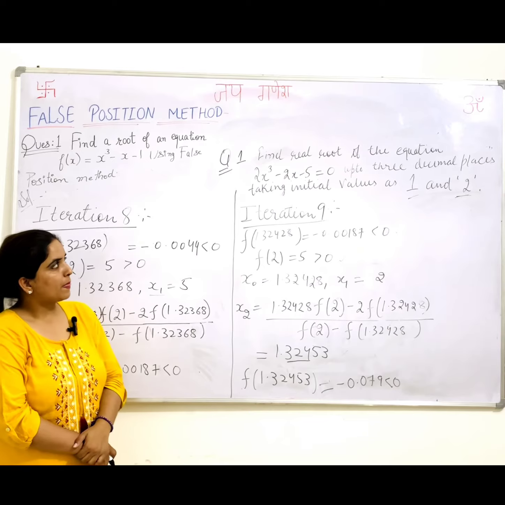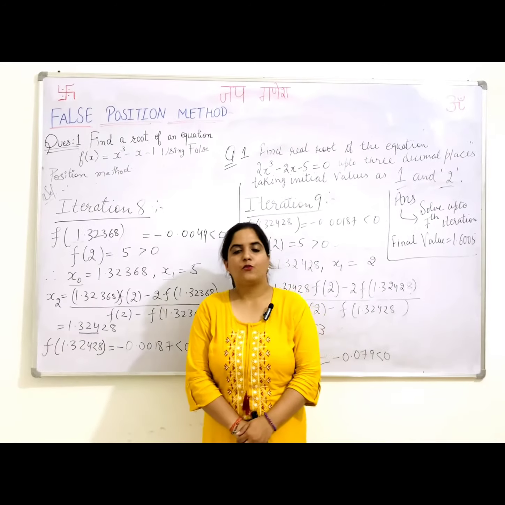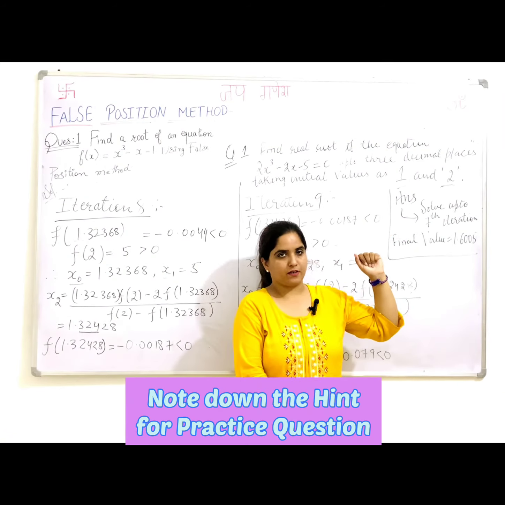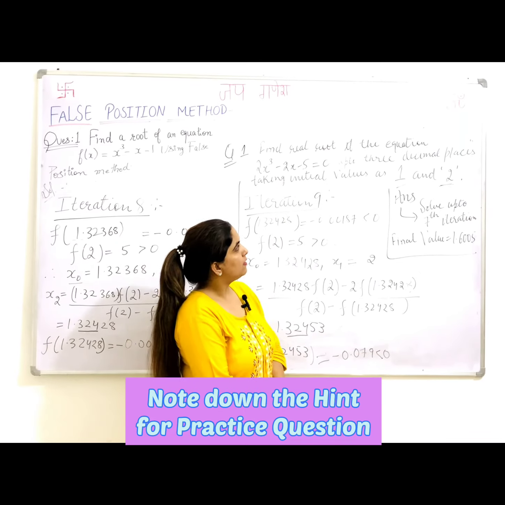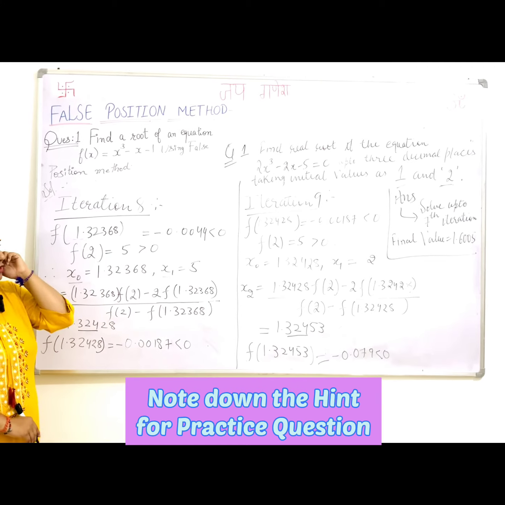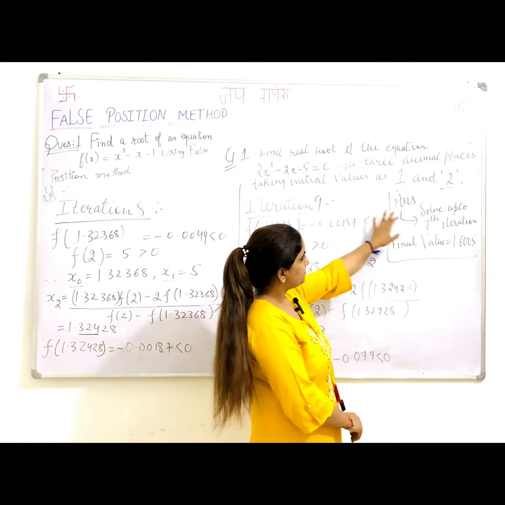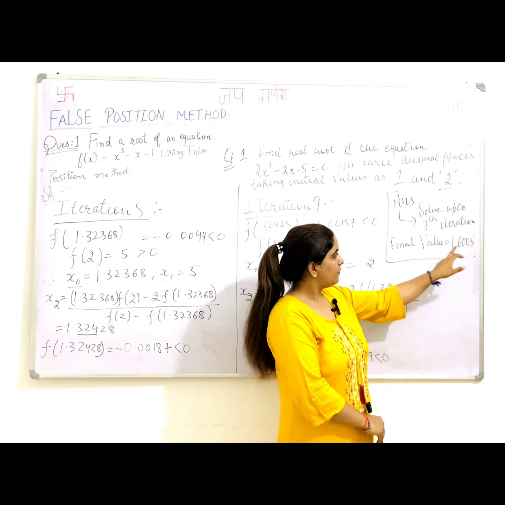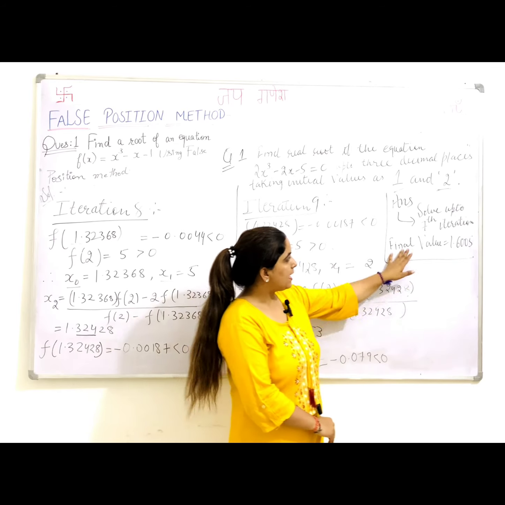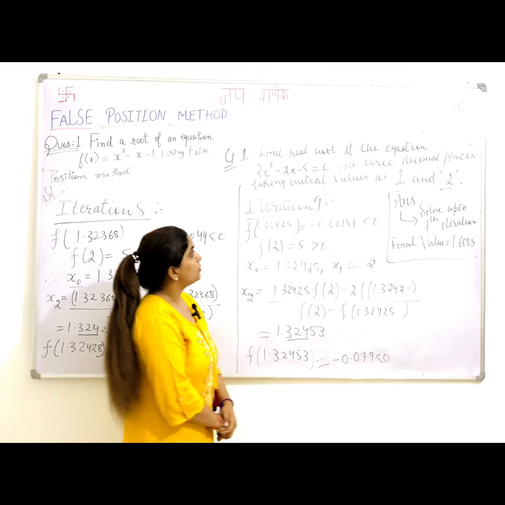So here we end this topic. So for your convenience, answer and hint is also given. You will solve this question as I have already solved one question. You can take hints from the previous question also. But for this question, we have to solve up to 7th iteration. That means you will solve up to 7 iterations. And final answer is also given, that is 1.6005. So please solve this question.